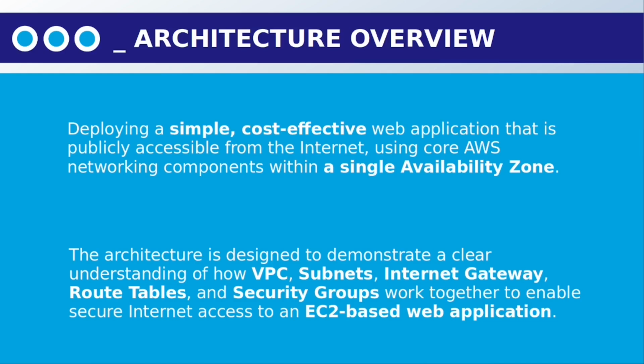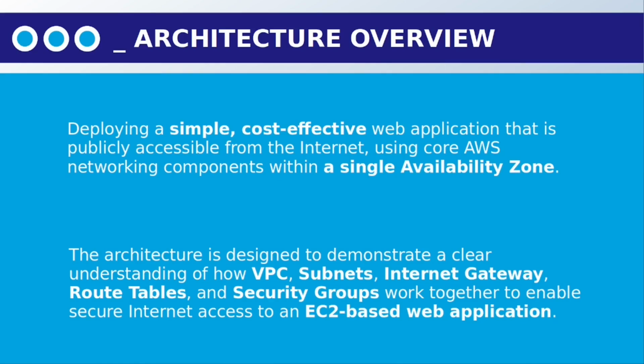Next, core AWS networking components. This architecture intentionally focuses on fundamental AWS services, including VPC, subnets, internet gateway, route tables, security groups, and EC2. These are core services that appear very often in AWS SAA exam questions, real-world deployments, and beginner to intermediate projects, and they give clear learning objectives.